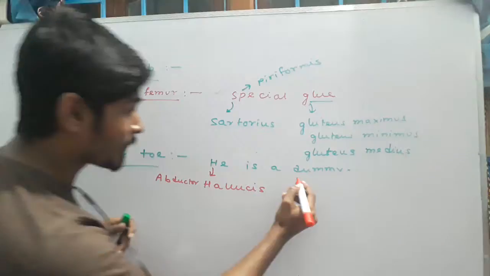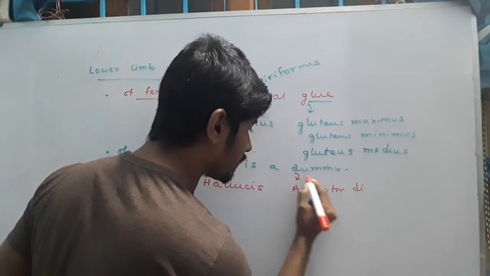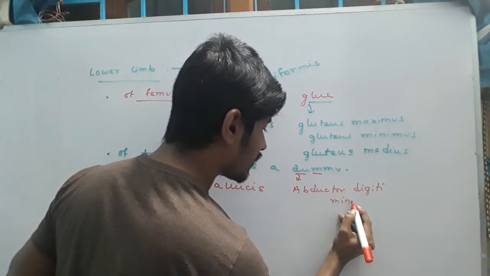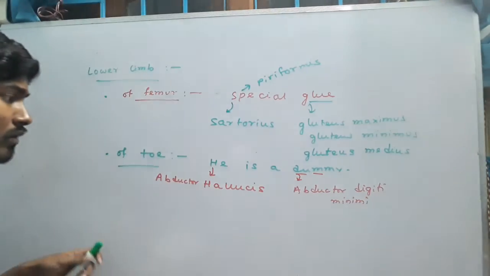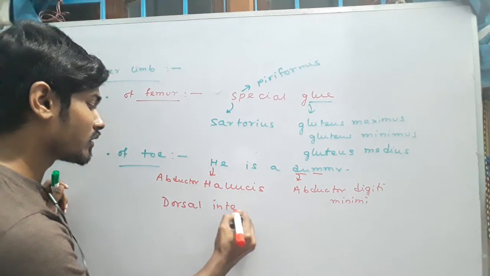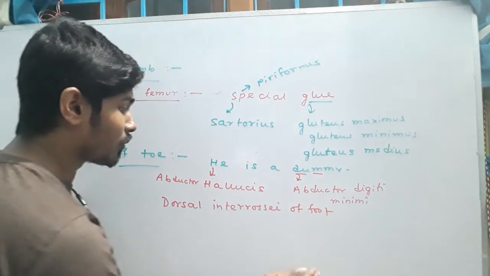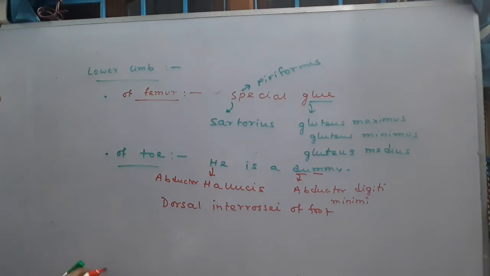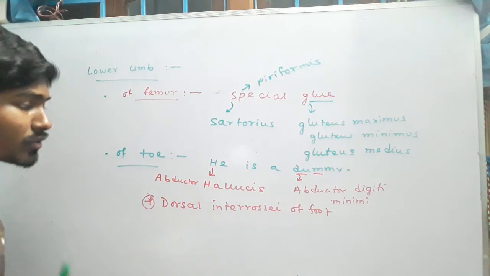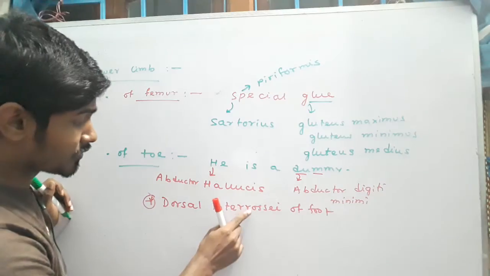And the other one is abductor digiti minimi. So DM, digiti, and M means minimi. And the other one is dorsal interossei of the foot, and you know that in both the cases they are present in the toe and in the hands. So I am not giving any extra trick for this dorsal interossei of the foot. Okay, and there is a spelling mistake, that is R.